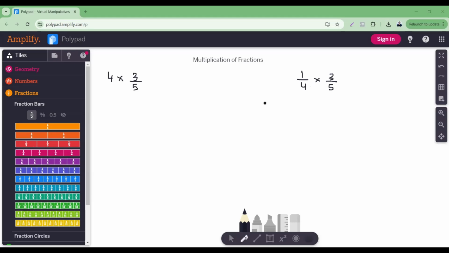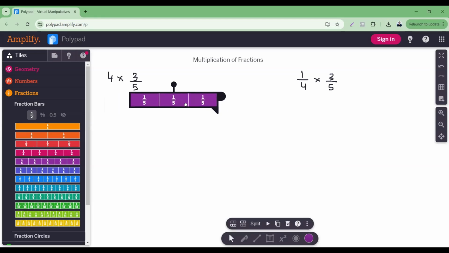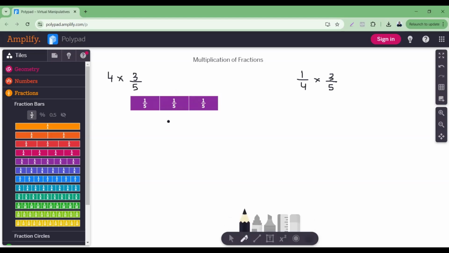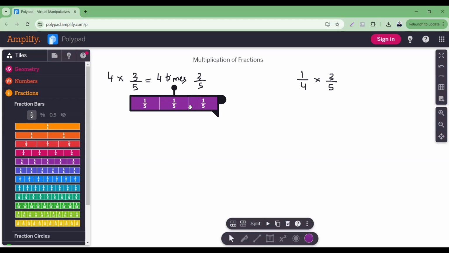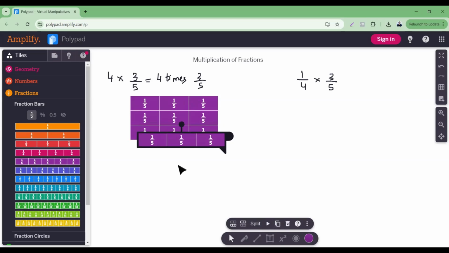Let's take this fraction 3/5. Let's start with visualizing this fraction. Here is our 3/5. Now, what is the meaning of 4 times 3/5? 4 multiplied by 3/5 means 4 times 3/5, isn't it? That means 4 times I have to take a similar thing and join them all together. That will give me the answer. So I'm going to duplicate it and get 4 times the similar thing. Okay, I got this 4 times.